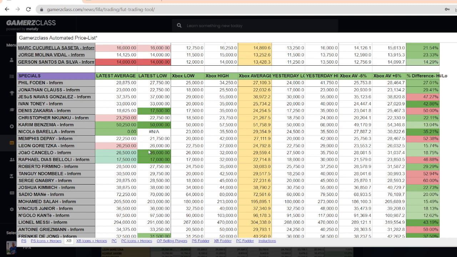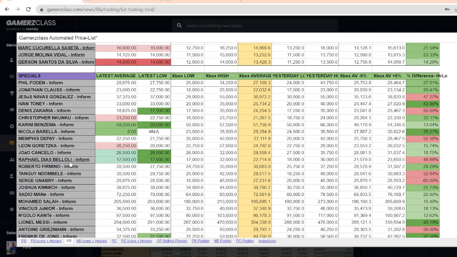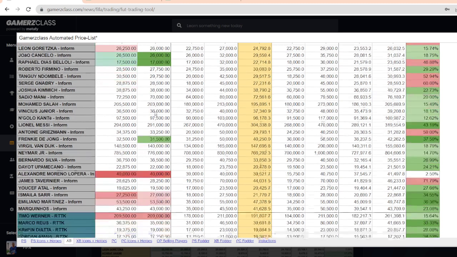So Cancelo and, I've forgotten his name, Rafinha, that's the guy. Cancelo or Rafinha, these two actually look very good, 26k and 17k. Their average is way up. I would definitely go and buy them. Same here with Frankie. That looks a really, really nice price. I would just jump on the web app and buy that and then try to sell.